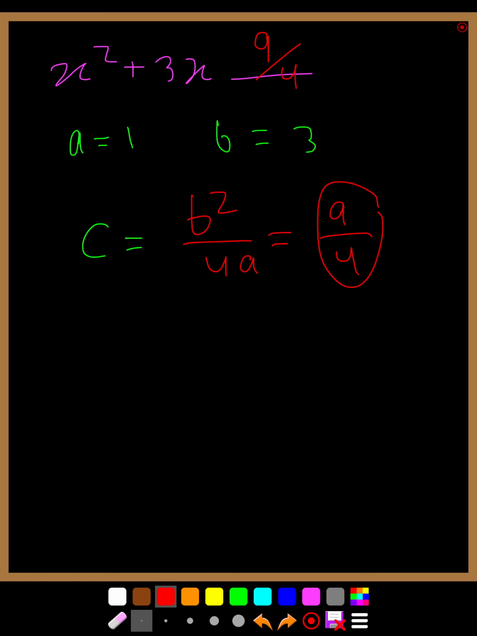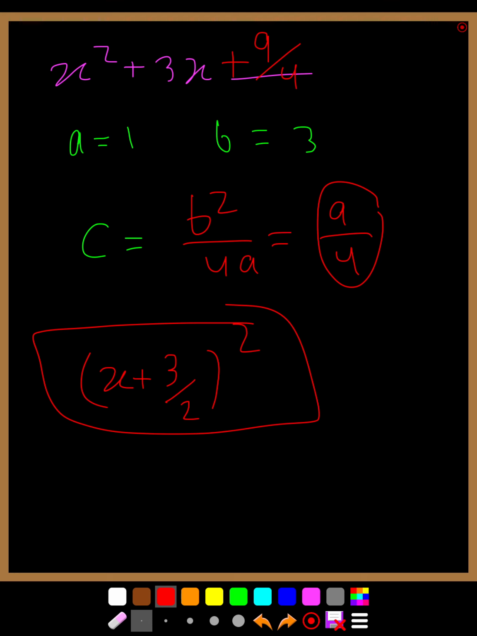Can you write this one as a perfect square? Don't forget the plus. Yes. Open brackets, power 2, the root of the first term x, and the sign in the middle will be the same, plus. The root of 9 over 4: the root of 9 is 3, and the root of 4 is 2. That's what we call a perfect square. That's very nice. Let's go to another thing.